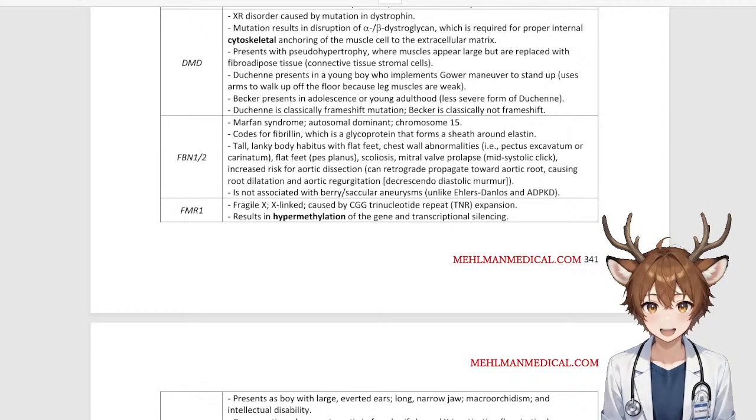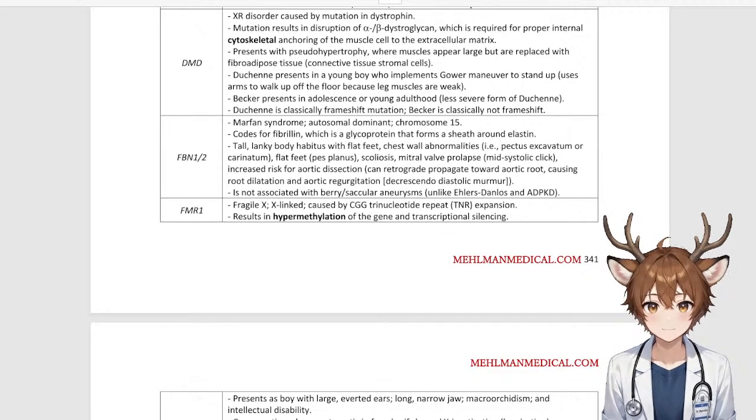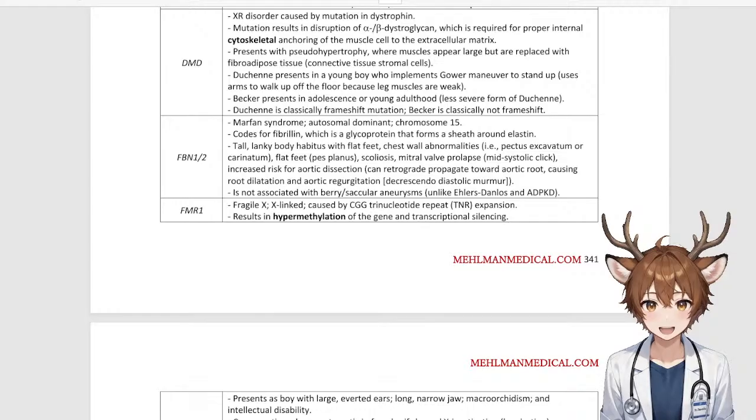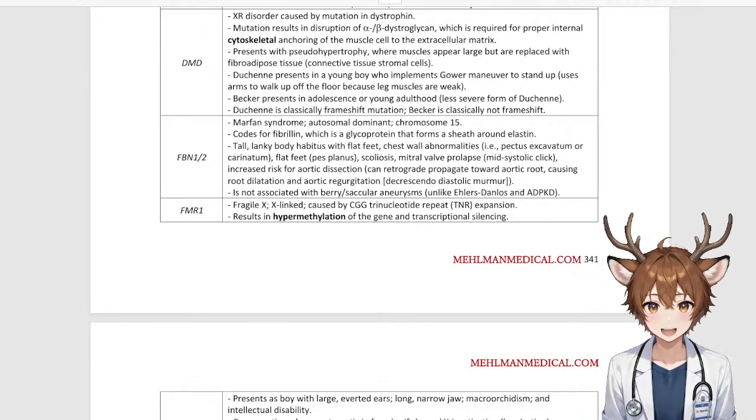ADPKD, which is adult... I think it's autosomal dominant, or does that mean adult onset? Well, adult type. I'm not sure. I think it means autosomal dominant. ADPKD means autosomal dominant polycystic kidney disease. Okay.